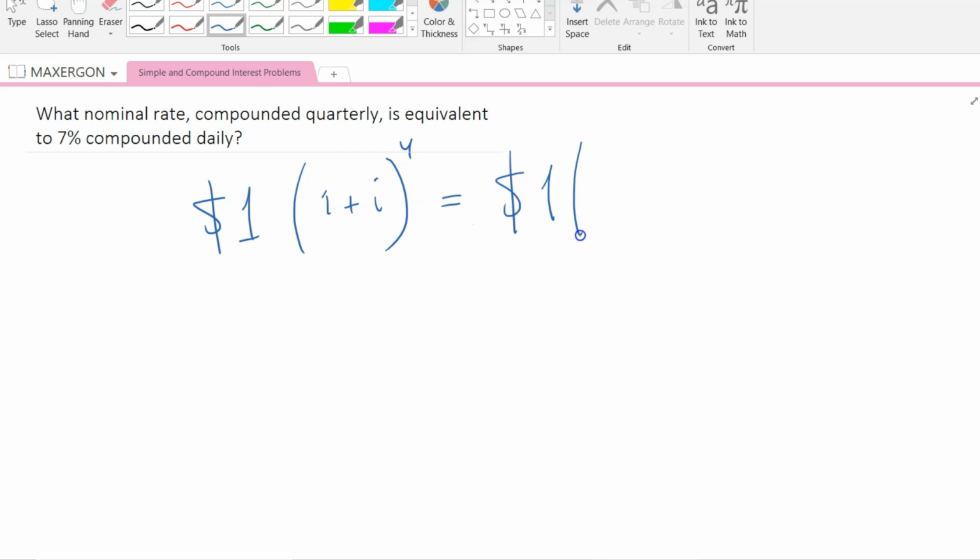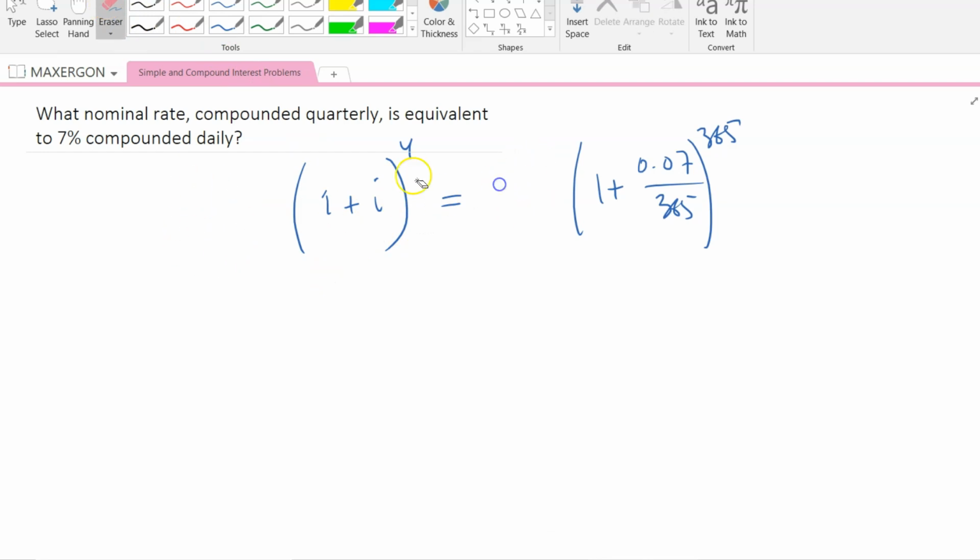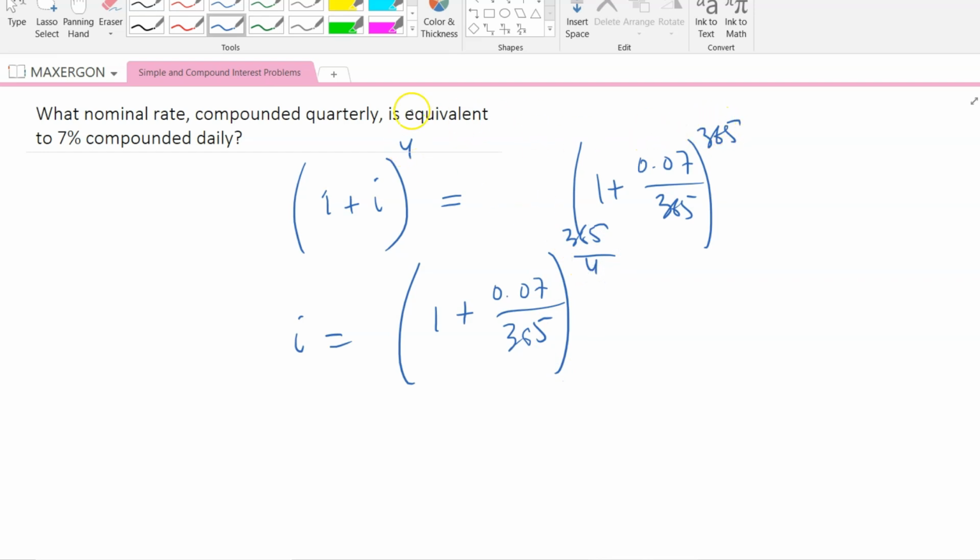And that should be equal to $1 invested at 0.07 divided by 365, to the power 365, right? So this is $1 invested at 7% compounded daily for 1 year, because there are 365 days here. So if we simplify this, of course, we can remove $1 because it doesn't change any equation here. But from this equation, we can simply find I. And this is, so we raise both sides to the power 1 over 4 here, minus 1.